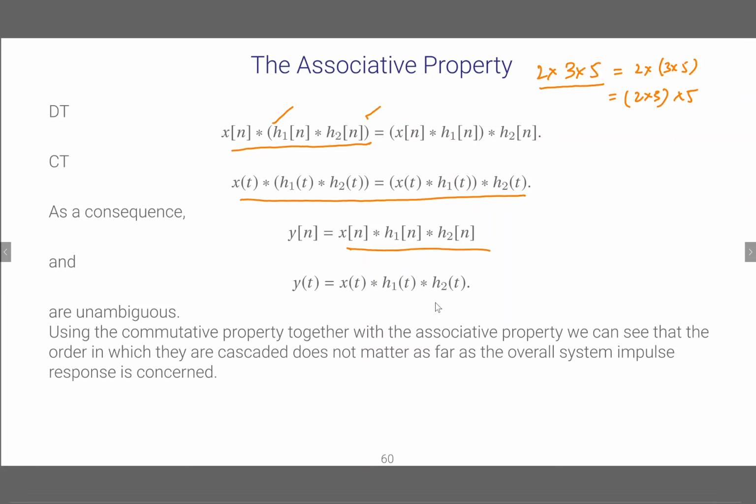So that's why if you just write it like this, it is unambiguous. There is no confusion about it. Using the commutative property together with the associative property, we can see that the order in which the systems are cascaded does not matter as far as the overall system impulse response is concerned.